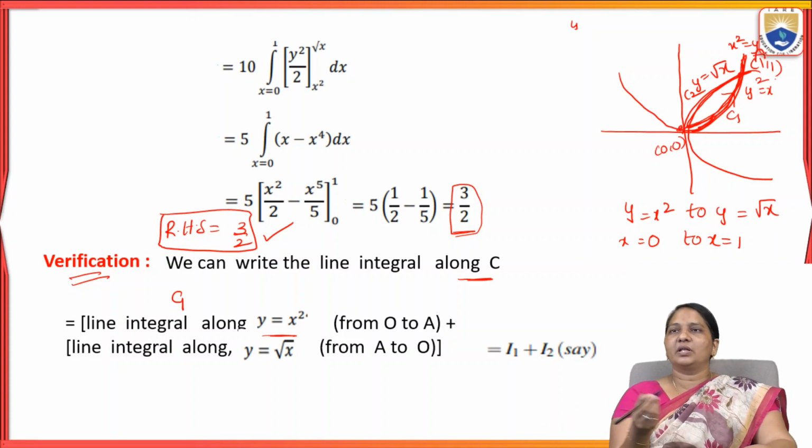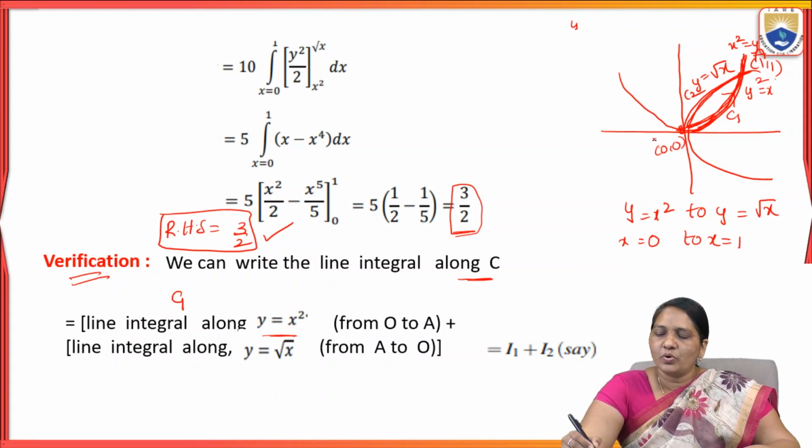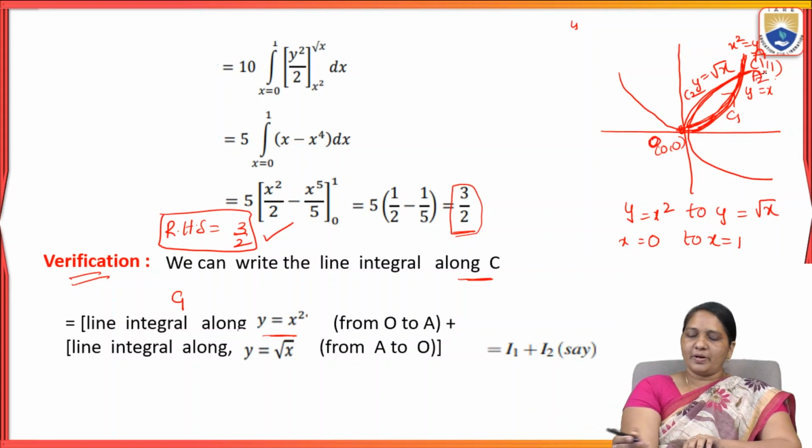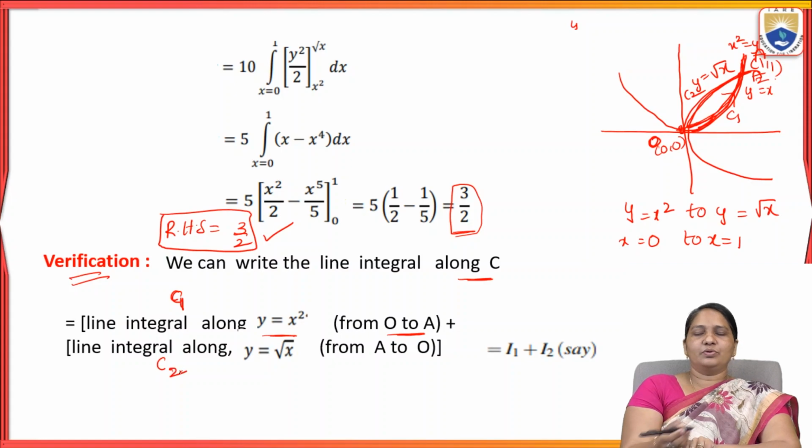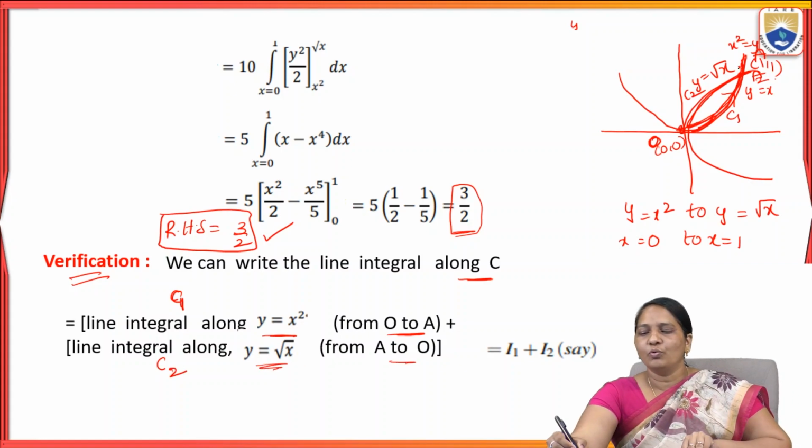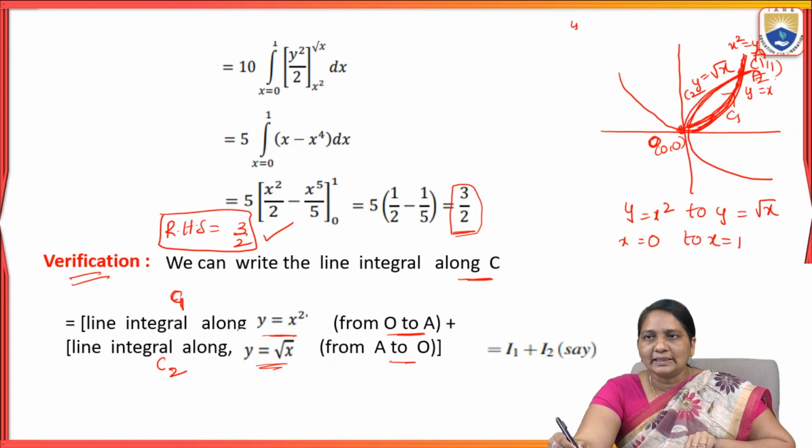A means here we are taking as A. So this is the point O. This is the point A. So from O to A. So this is along curve C1. Now along the curve C2 I am calculating, that is y equal to root x from A to O. So this is the closed curve like this, right? So this is the C1 and starting from here to ending here close.